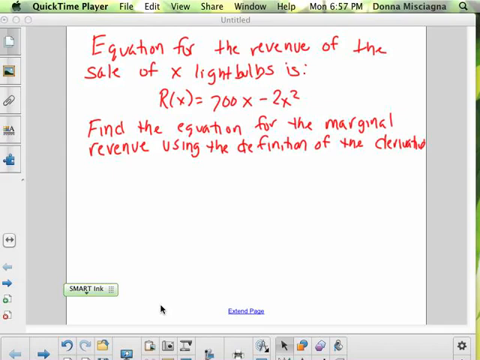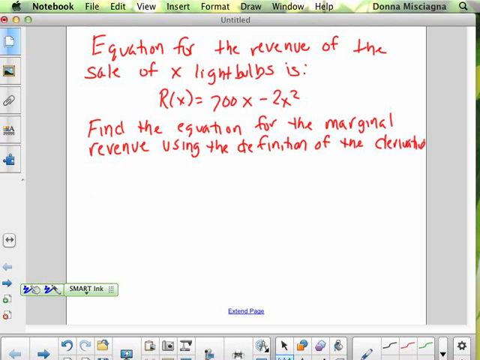So the equation for the revenue of the sale of X light bulbs is R of X equals 700X minus 2X squared. Find the equation for the marginal revenue using the definition of the derivative. So marginal revenue, marginal cost, and marginal profit are all applications of the derivative. And after we calculate this out, we're going to talk about what exactly is marginal revenue. All right, so we want to find the marginal revenue, R prime of X, because it is the derivative.